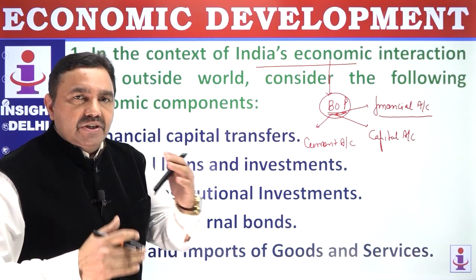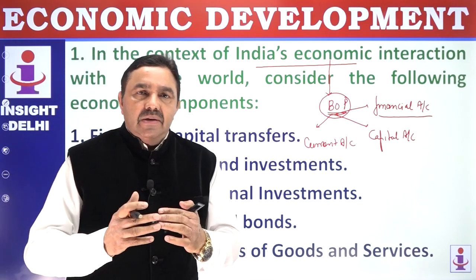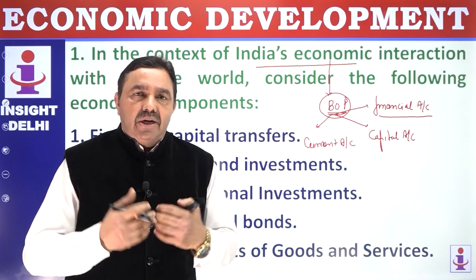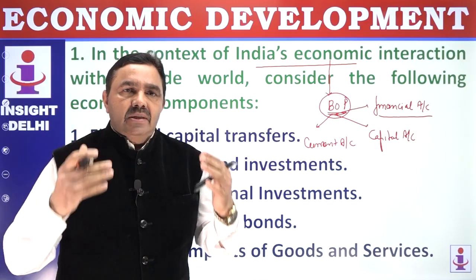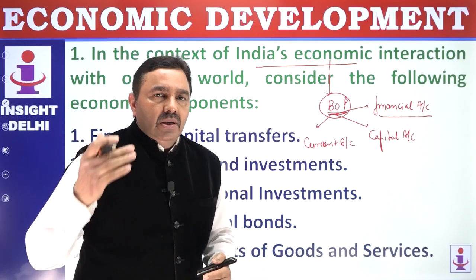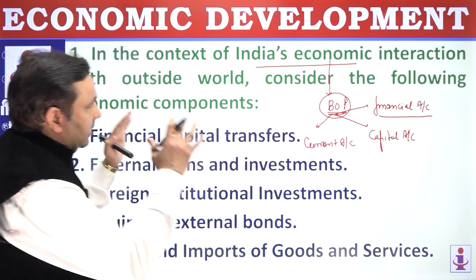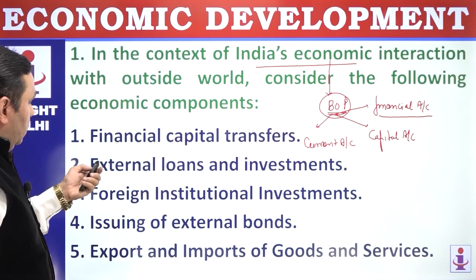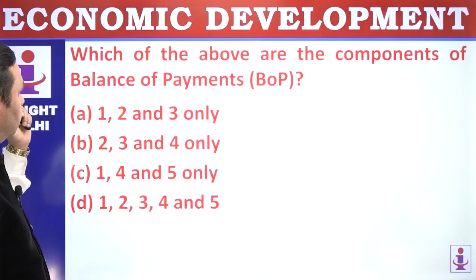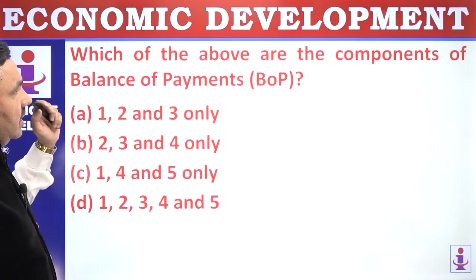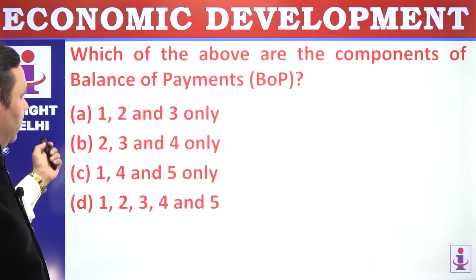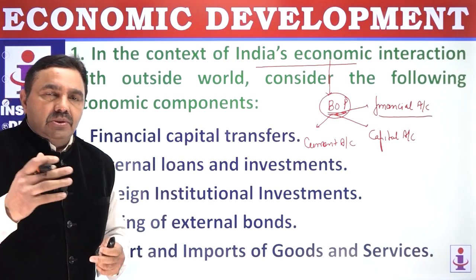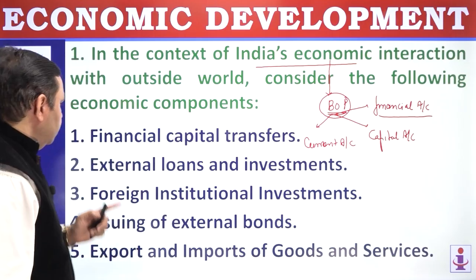We may have some kind of exchange of goods and services. We may have some kind of exchange of capital. We may have exchange of assets. Some of our assets might be owned by foreigners, and some of the foreign assets might be owned by Indians. So all those components you have to see when you analyze India's economic interaction with the outside world. What is the question? Which of the above components are part of balance of payment? So which of these are basically involved in India's interaction with the outside world, which we have to keep in mind?